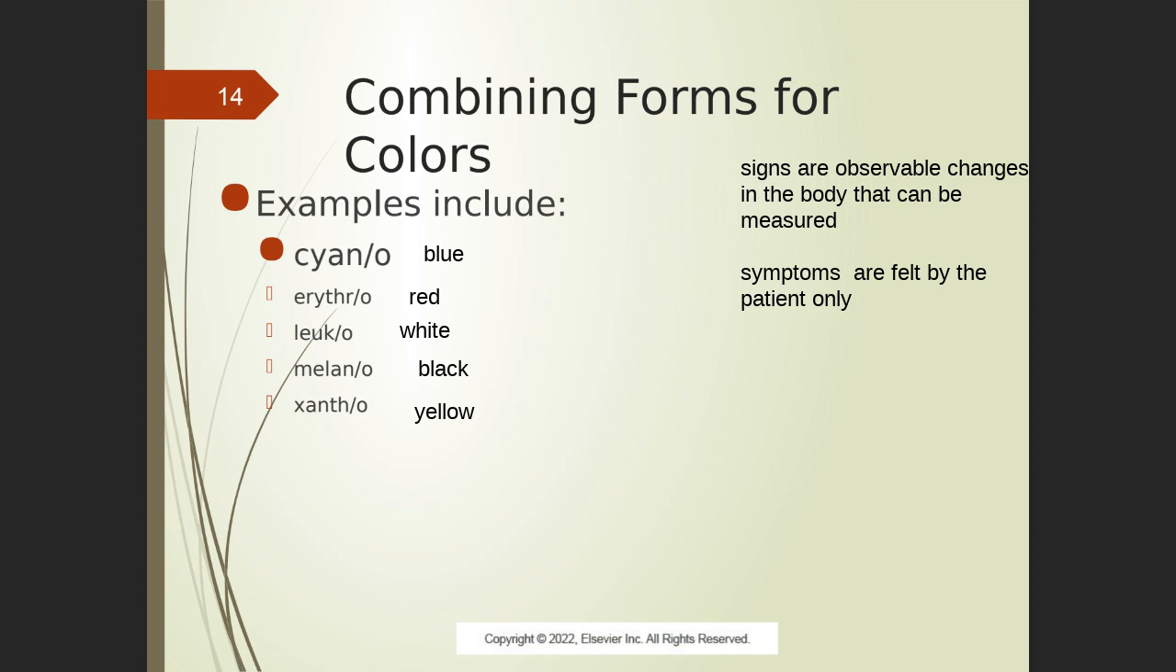So you have conditions of different colors. So you can have cyanosis, xanthosis, or another way to use them, there's melanoma, and then there's erythrocyte and leukocyte. Okay, so cyanosis means that it's an abnormal condition of blue. Well, what does that mean? It means that you're turning blue.